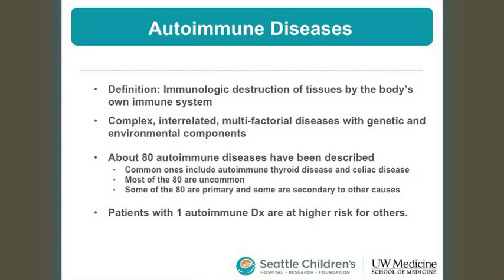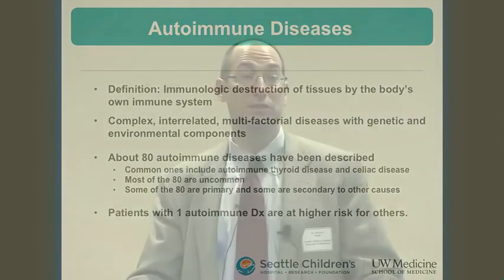So the most common ones in the United States are probably autoimmune thyroid disease. Celiac disease is very common as well, and that'll be discussed in some detail, so I won't talk about it. Most of the 80, however, are uncommon. Some of them are primary. That means you get the disease and you don't appear to have anything else setting it off, some other disease, and some are secondary. So for example, the antiphospholipid syndrome, which will be talked about in quite a bit of detail, is often secondary. First, people have lupus.